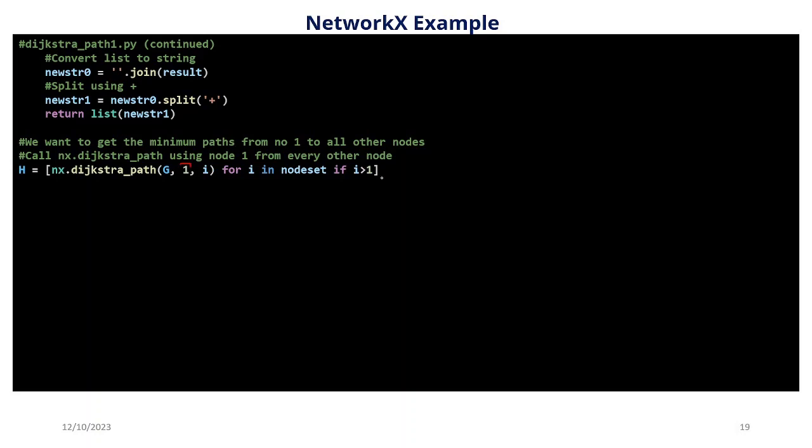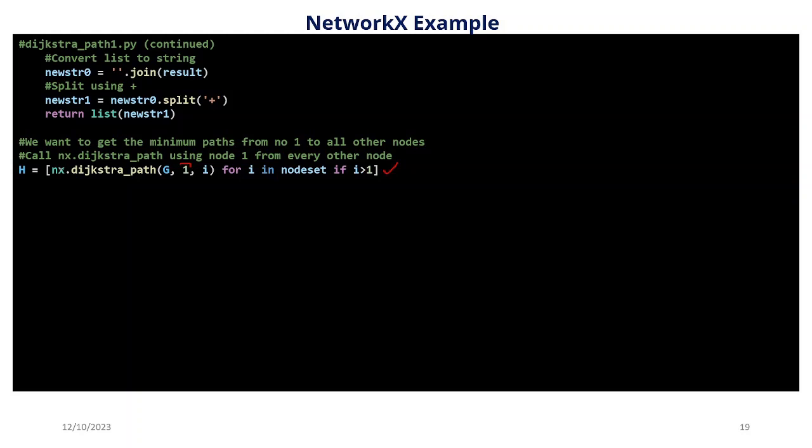So what I'm using here is a list comprehension to run a loop. Since we are looking for the shortest paths from node 1 to every other node, we put it in a loop. If you don't understand list comprehensions, please watch one of the previous videos so that everything here will become clearer.